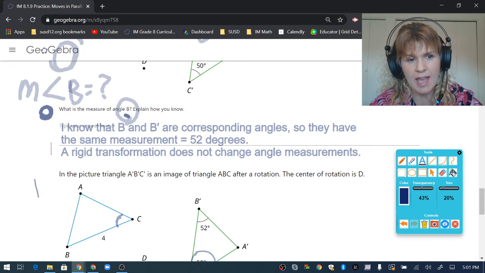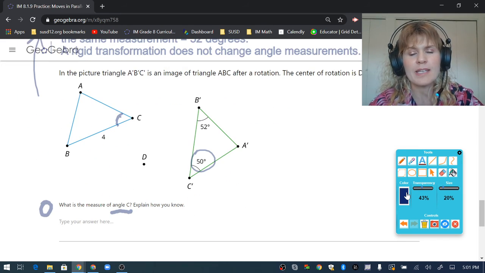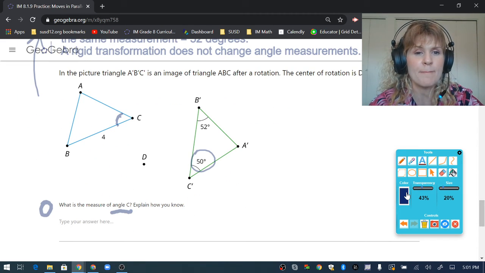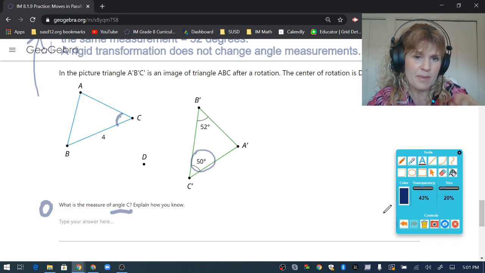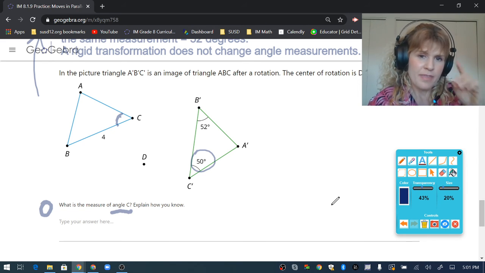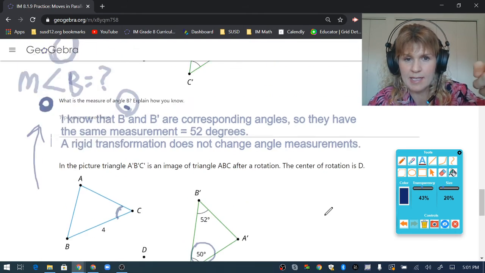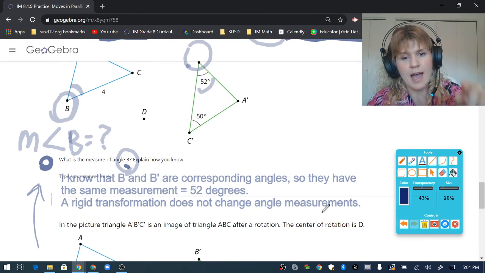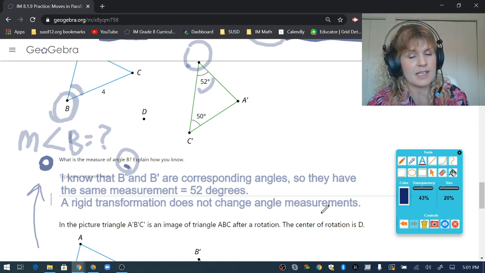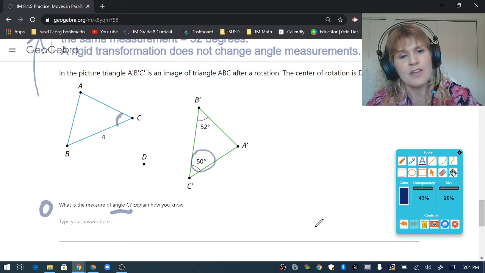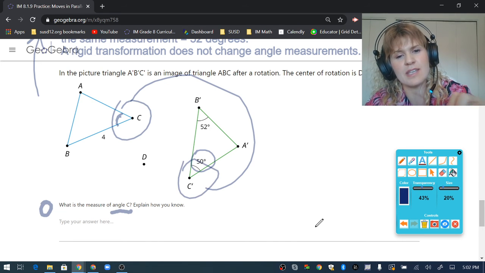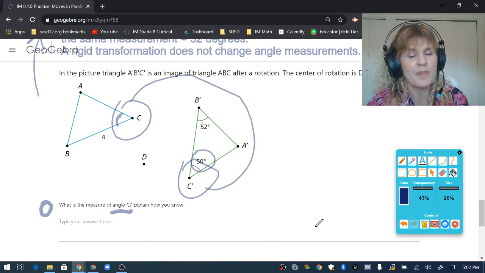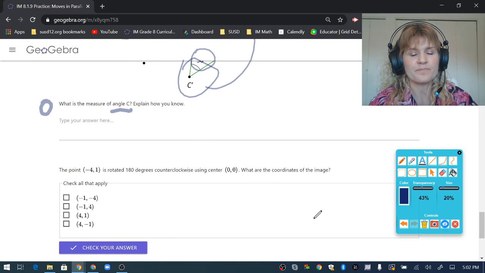Just like in the last question, corresponding angles have the same measurement. A rigid transformation does not change angle measurements. So please type in your answer on this one. Think about it and remember what I said in the last problem. I said a rigid transformation does not change angle measurements. So you know that angle C after a rotation is equal to angle C prime. Okay, type in your answer.